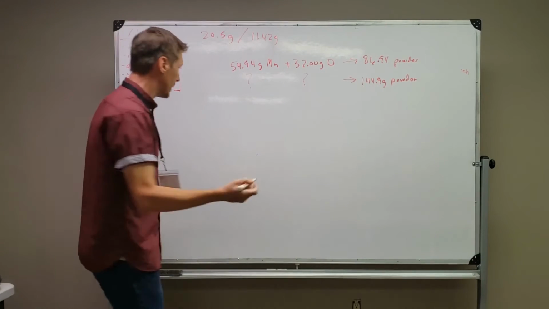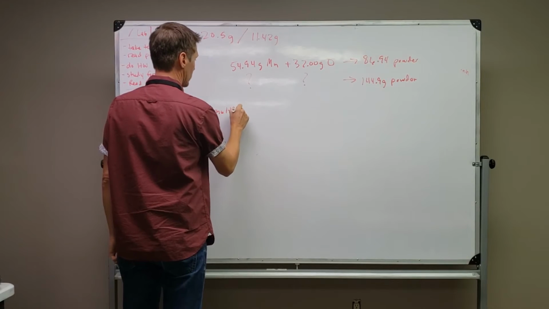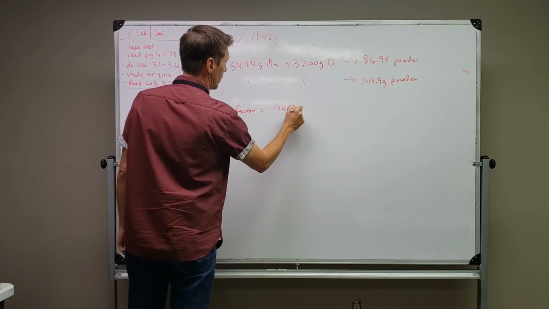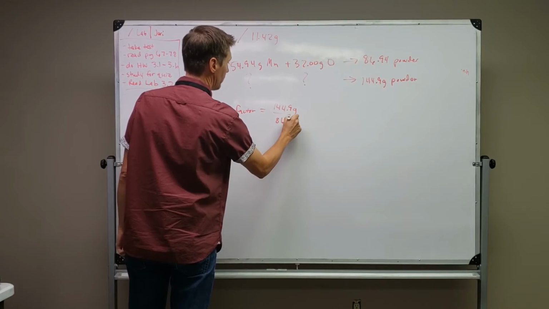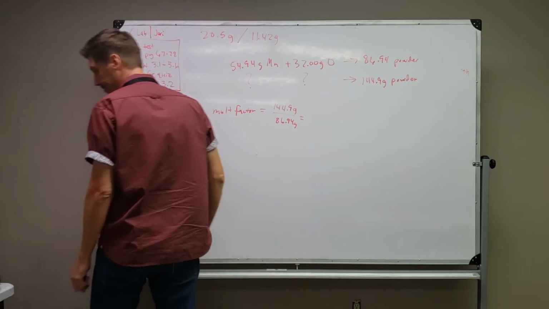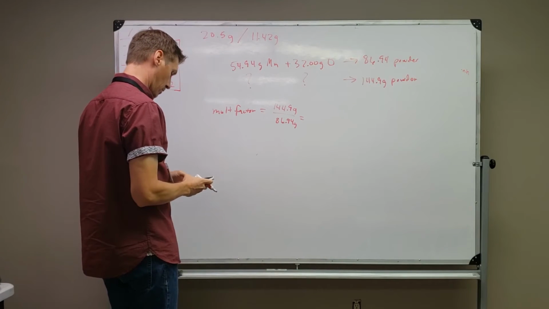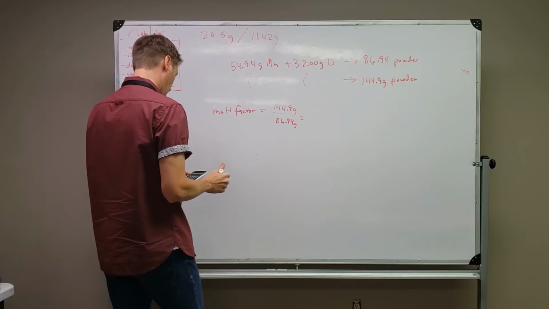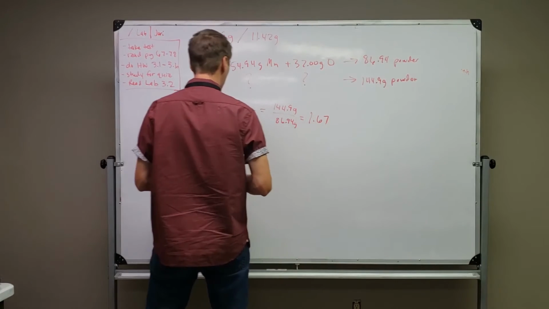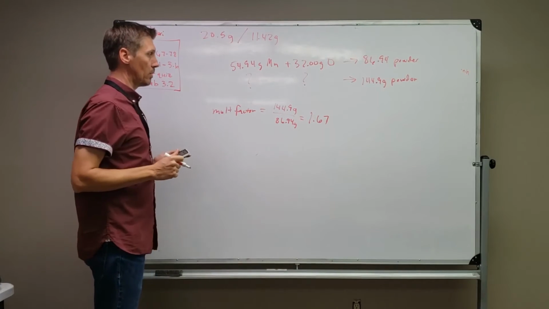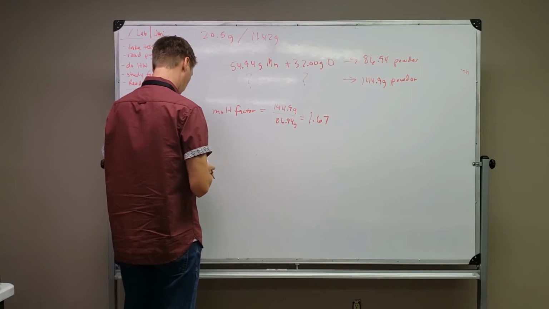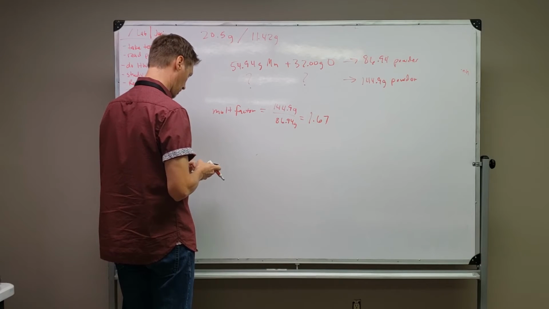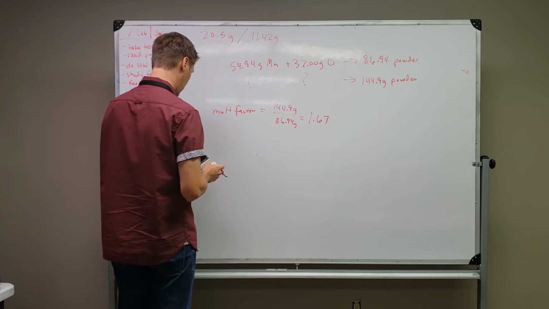So how do we figure that out? Well, again, we find our multiplication factor. We find that out to be 144.9 grams divided by 86.94 grams. 144.9 divided by 86.94, 1.67 is our multiplication factor. And so then we take each of these numbers and we multiply them by 1.67. So the first one is 54.94 times 1.67 equals 152.92.